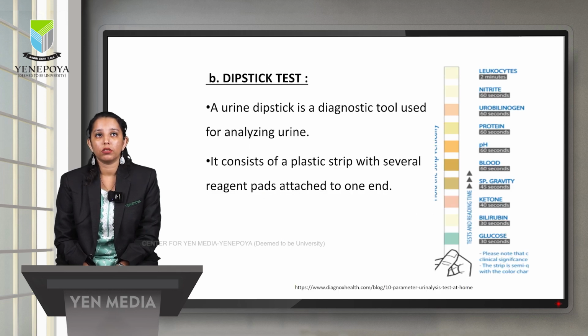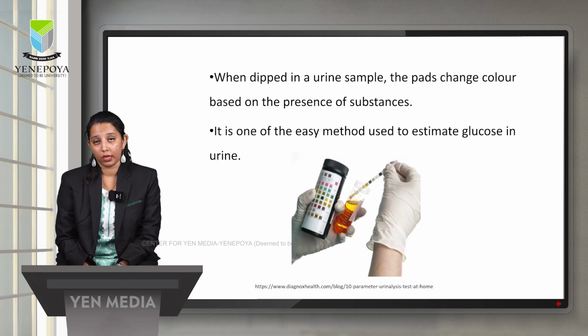Dipstick test is one of the well known tests carried out in laboratories. A urine dipstick is a diagnostic tool used for analyzing urine. The dipstick is a plastic strip which consists of reagent pads. There are different reagent pads such as glucose, bilirubin, ketone bodies, etc. When you dip this in the urine sample, the pads change their color depending upon the presence of glucose or any other parameter. It is one of the easy methods used to estimate glucose in urine.